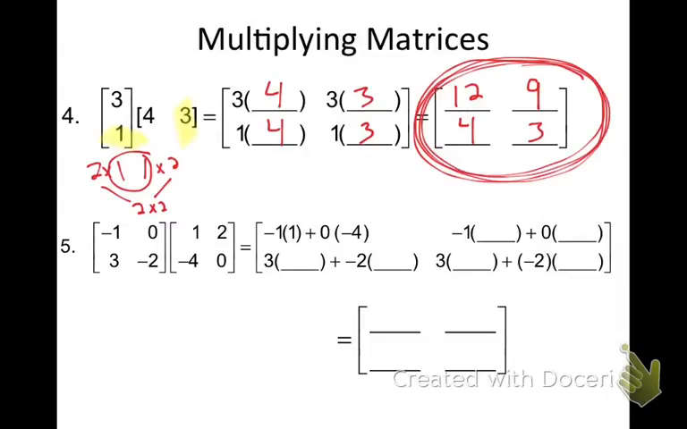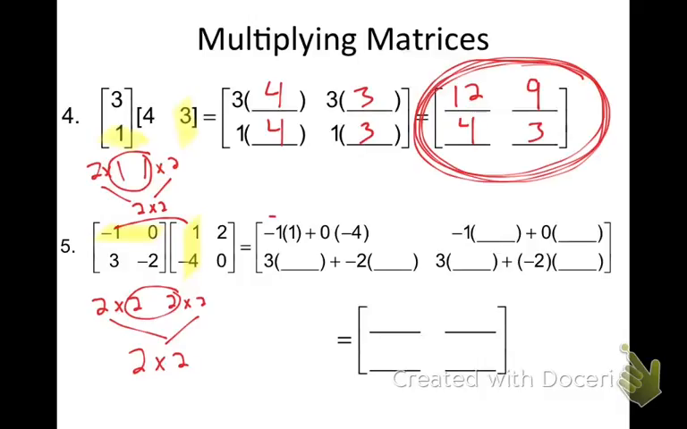Let's try 5. What are the dimensions of the first matrix? 2 by 2. And the dimensions of the second matrix? 2 by 2. Can I multiply them? Yep. And what's my resulting matrix going to be? 2 by 2. Awesome. And again, to multiply them, I'm going to start off with the first row and the first column. What's negative 1 times 1?